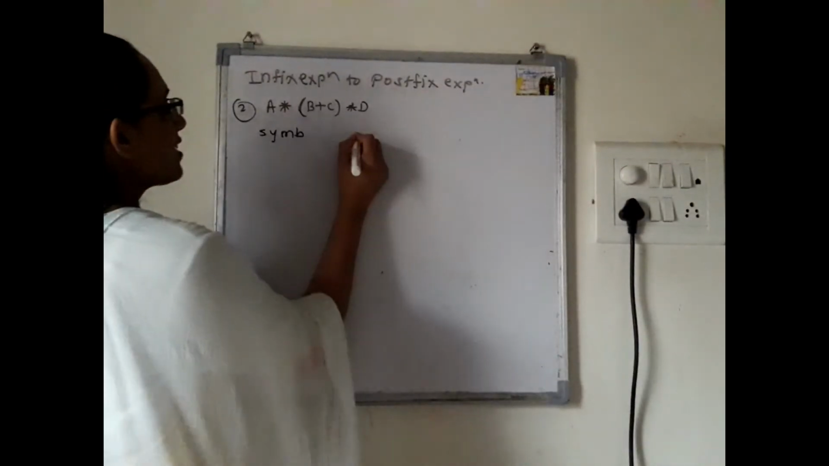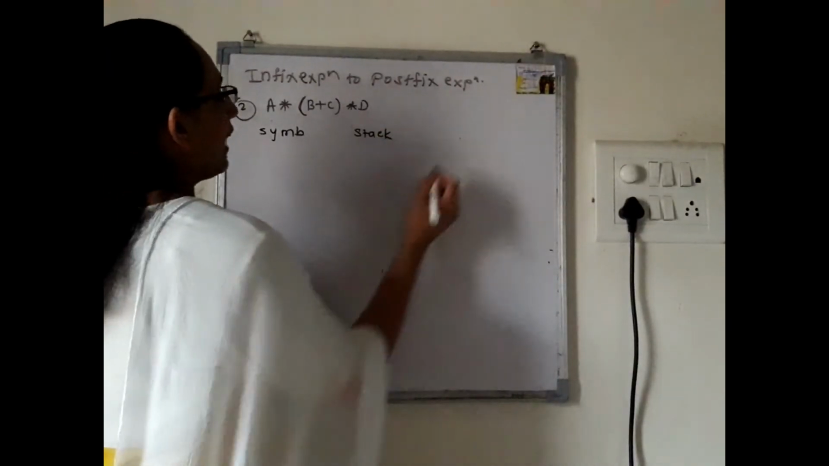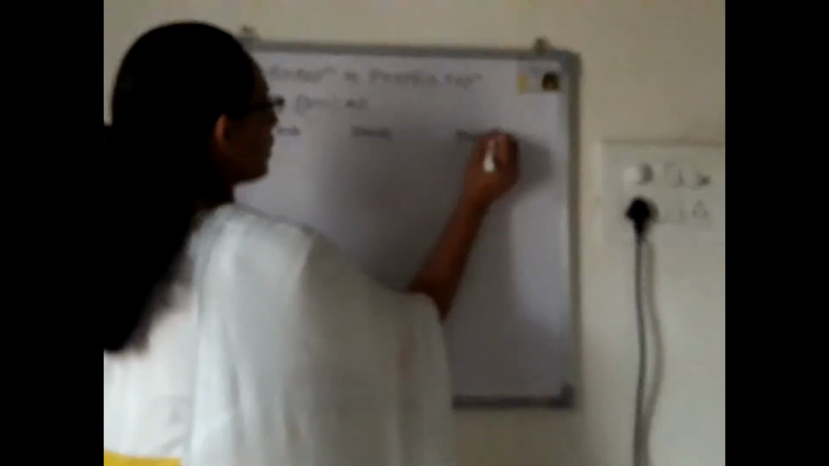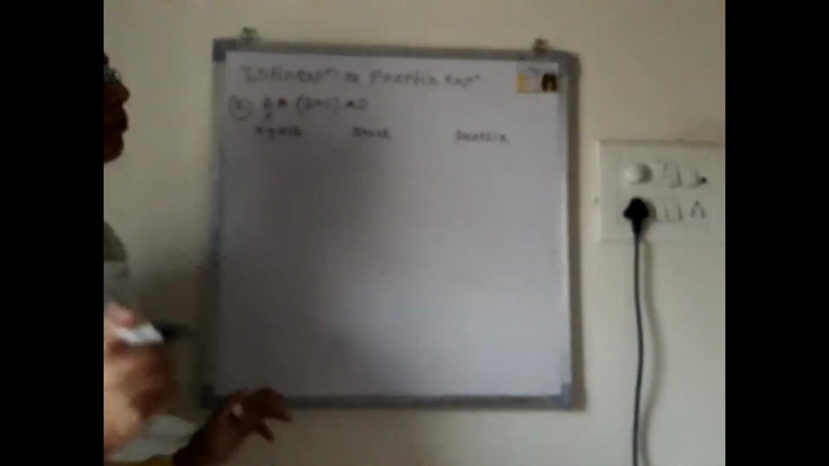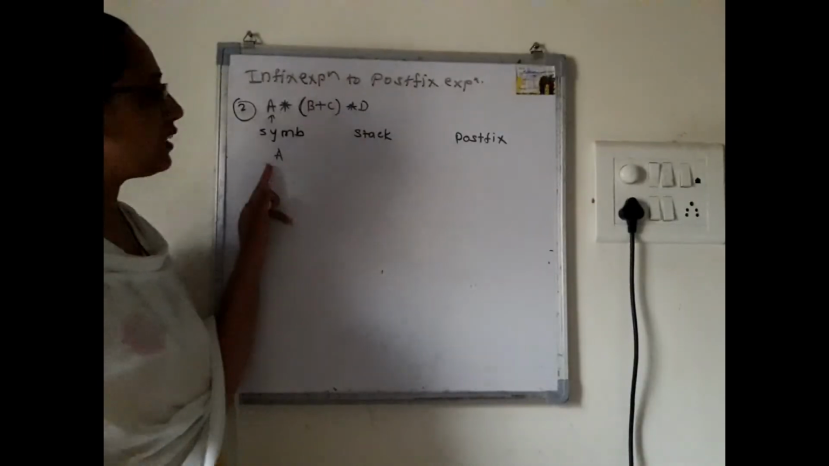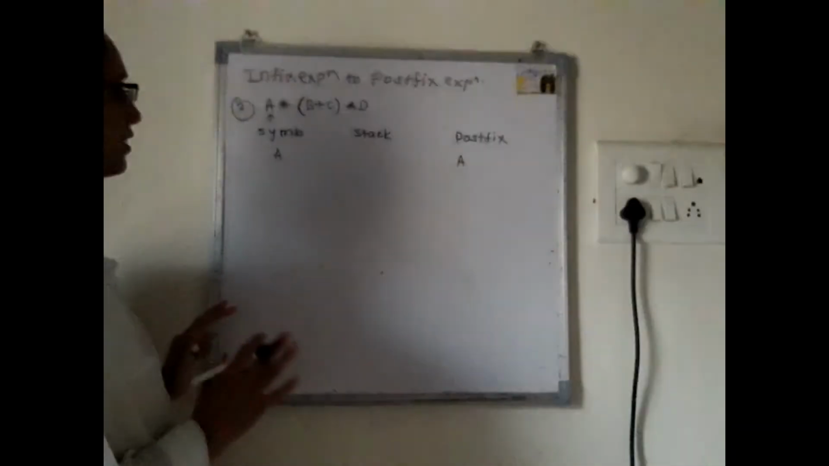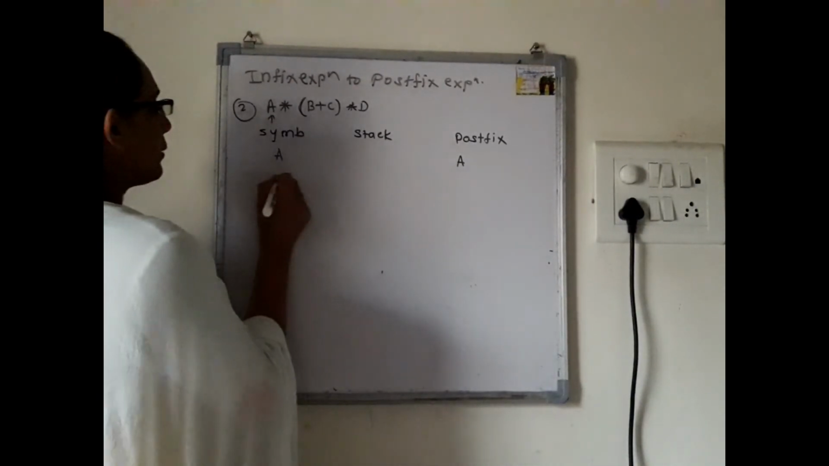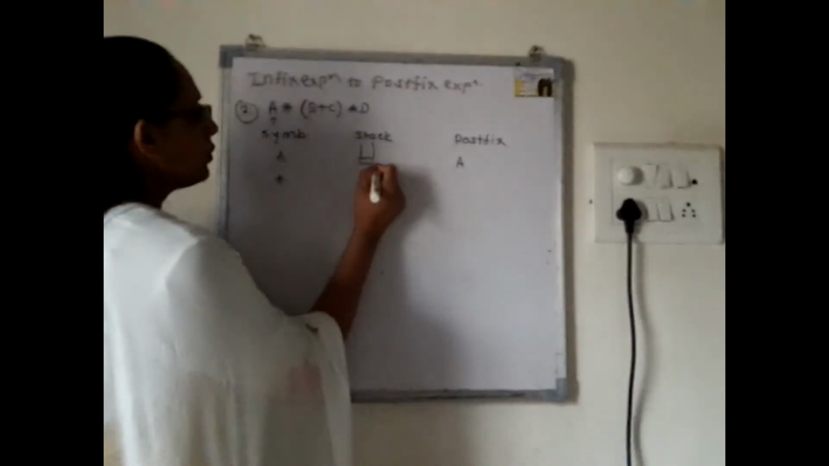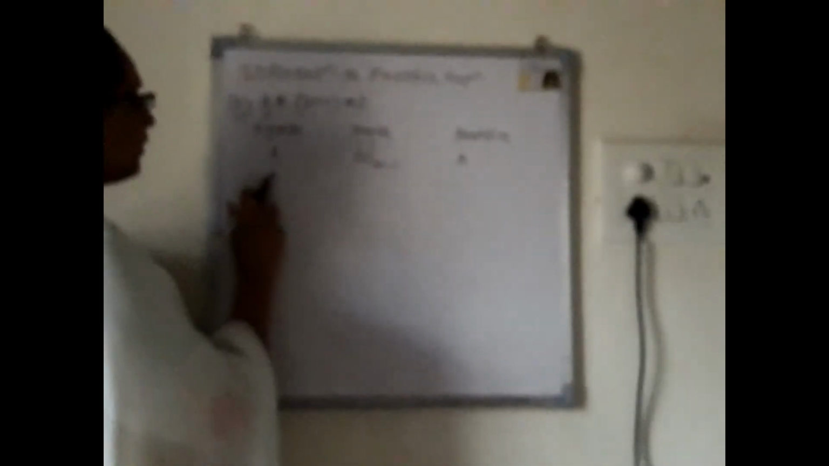Again, here we are taking the symbol that we are going to read, then the stack contents, and then the postfix expression, that is our output. Now start to read the symbols from the left-hand side one by one. First we read A. Check whether A is an operand or operator. It is an operand, so it will go in the postfix expression. The things are the same as we did previously. The stack is empty, there is no operator in the stack, so top is equal to -1.